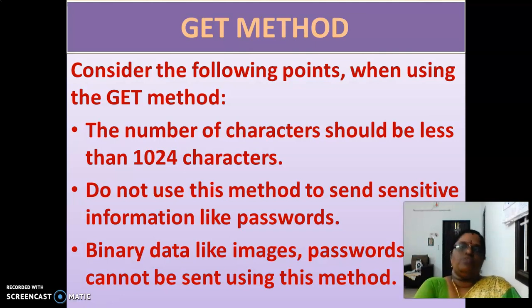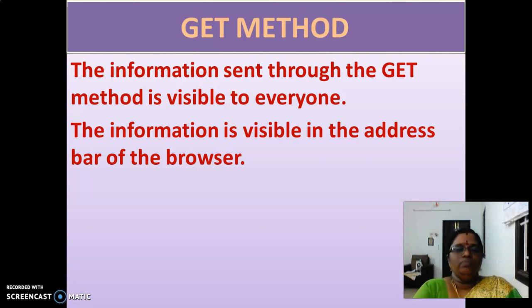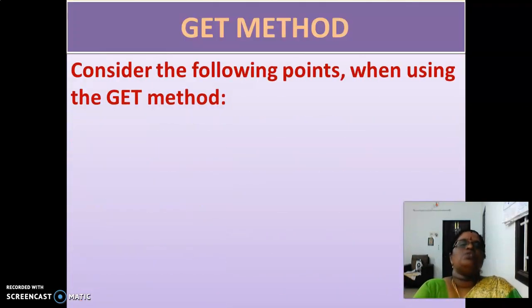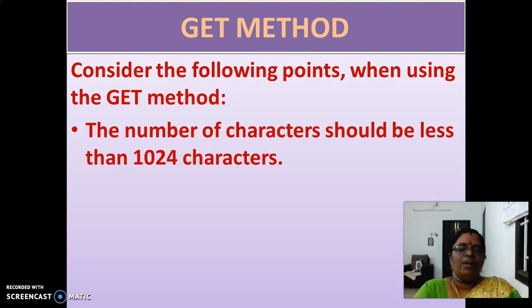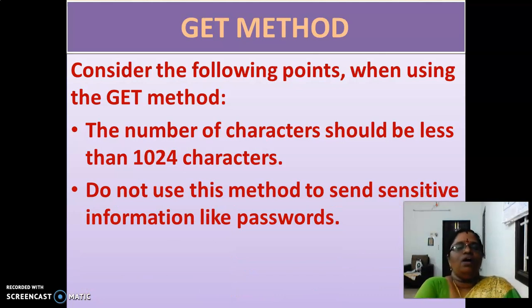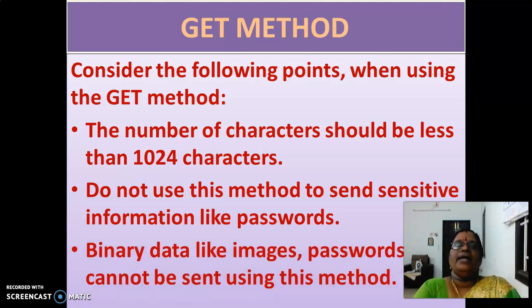So the get method is a method where all the data is visible to all the users, and it will be in the address bar of the browser itself. While using the get method, the number of characters should be less than 1024, passwords and sensitive information should not be sent, and binary data like images cannot be sent using this method. Got it, children? So you want to keep remembering these points.